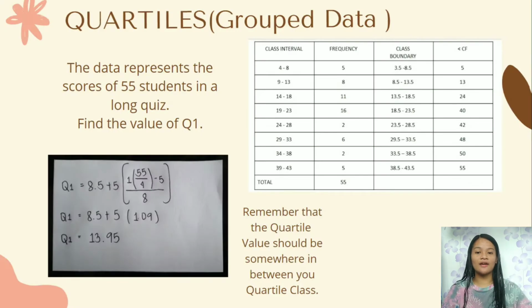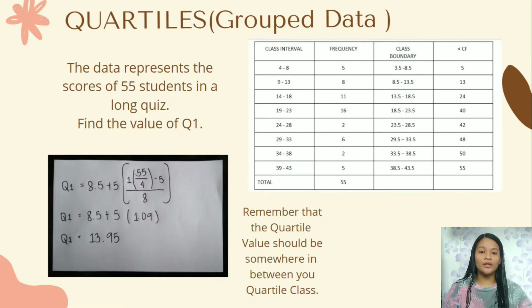Now, let's have an example. The data represents the scores of 55 students in a long quiz. Now, we need to find the value of the first quartile. The frequency distribution table is already given, so we need to compute the first quartile.